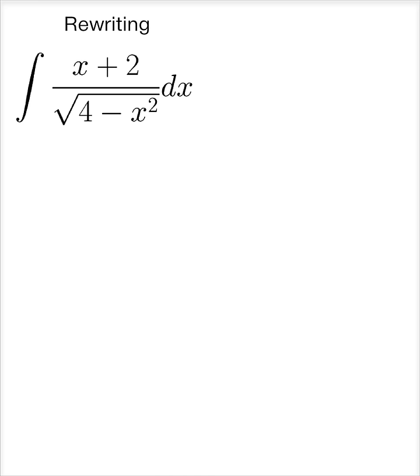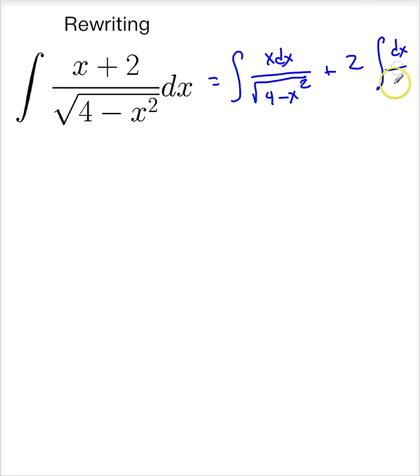Now, sometimes you have to rewrite. The first thing I would do here is say, do I have just a straightforward u substitution so that this is u, but the derivative of 4 minus x squared is minus 2x, and I don't have that quite yet. So what if I break this into two integrals? What if I say this is the integral of x dx divided by the square root of 4 minus x squared plus 2 times the integral of dx divided by the square root of 4 minus x squared.